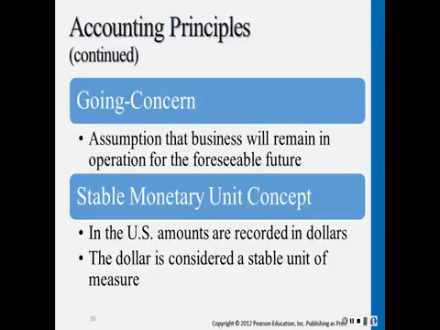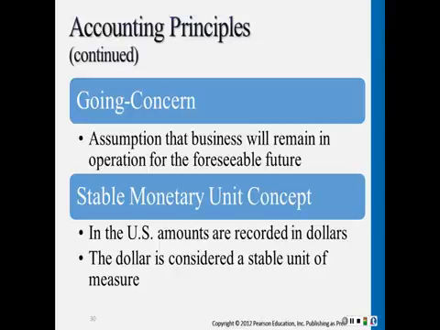Another reason for measuring assets at historical cost is the going concern concept. This concept assumes that the entity will remain in operation for the foreseeable future. Under the going concern concept, accountants assume that the business will remain in operation long enough to use existing resources for the intended purpose. The going concern principle assumes that businesses won't close soon.